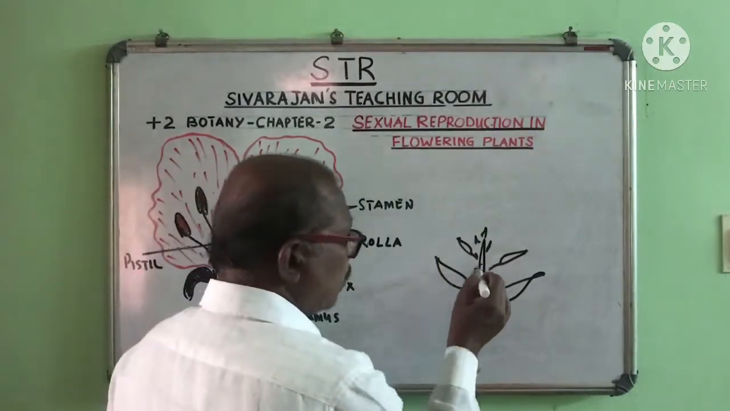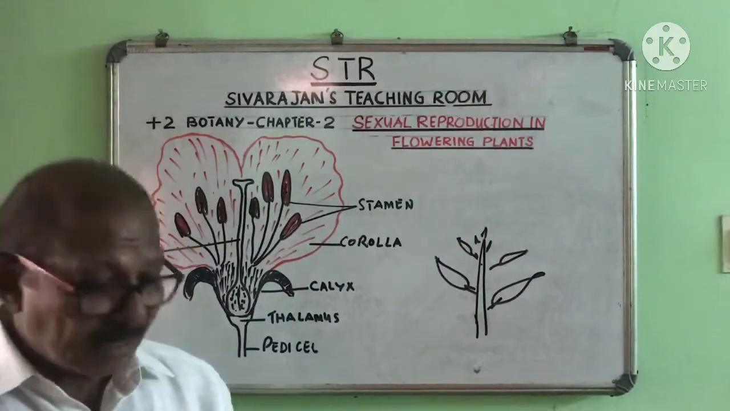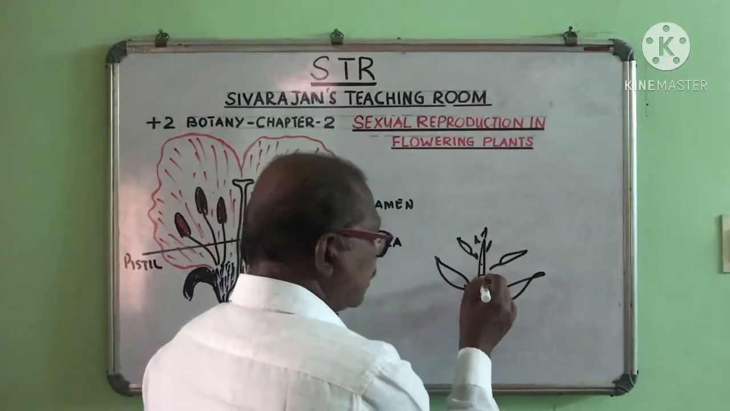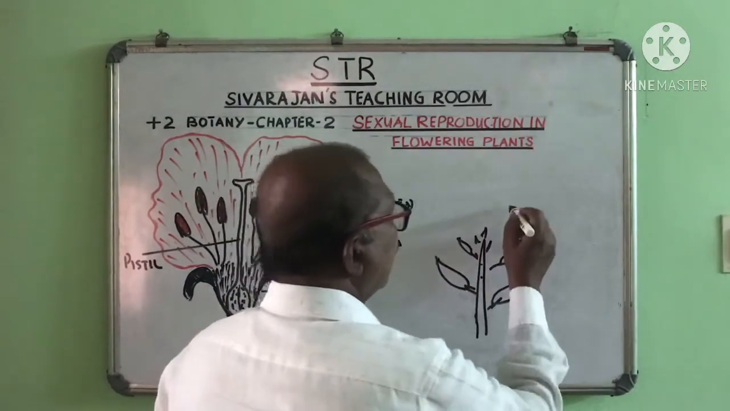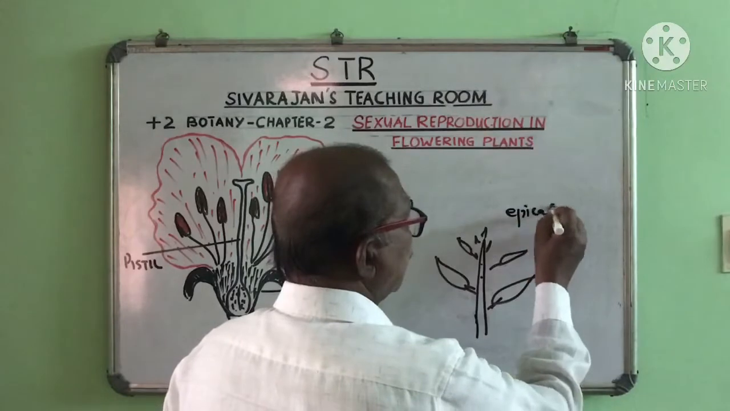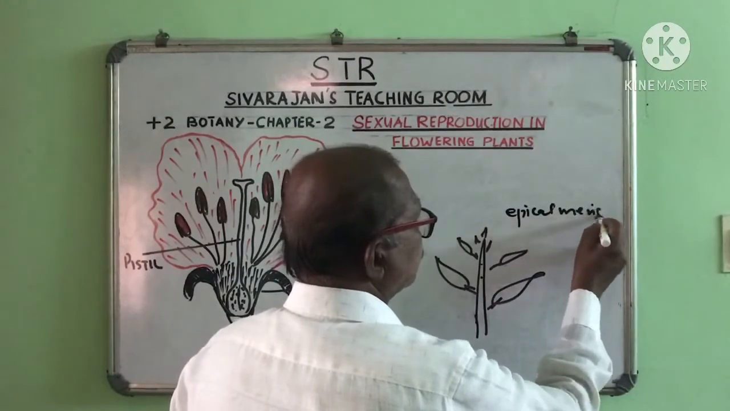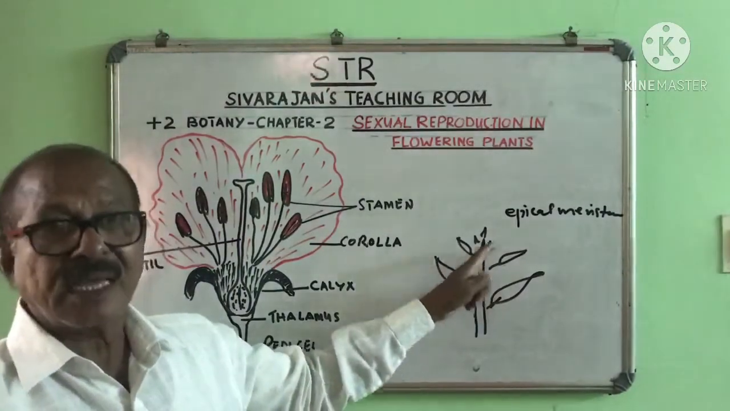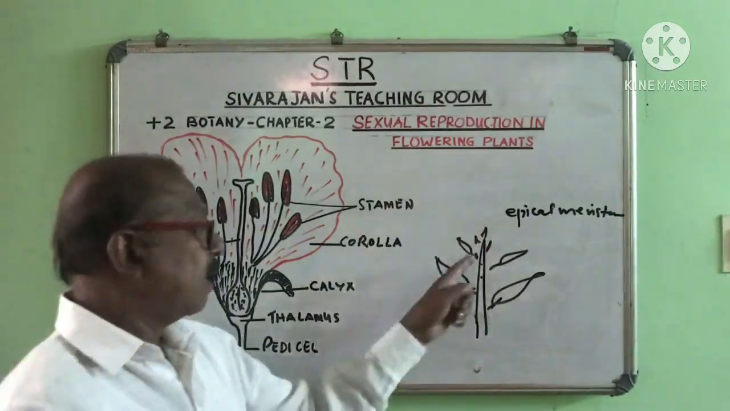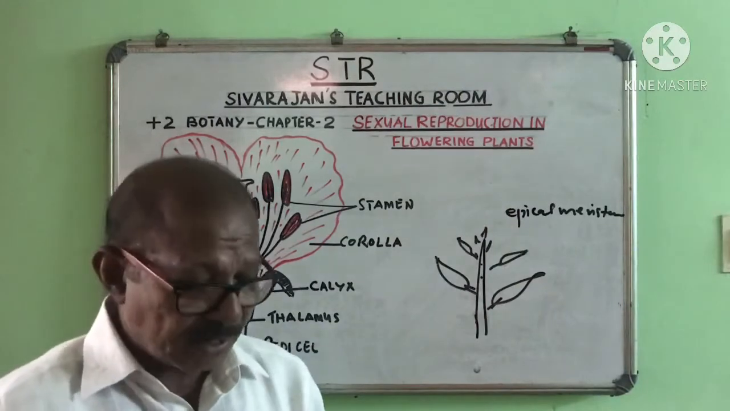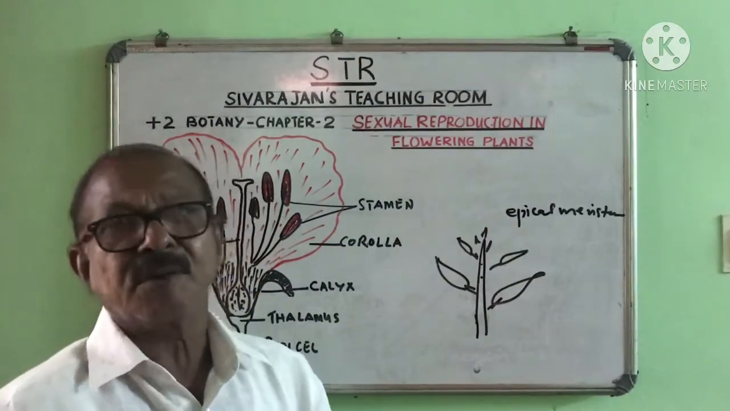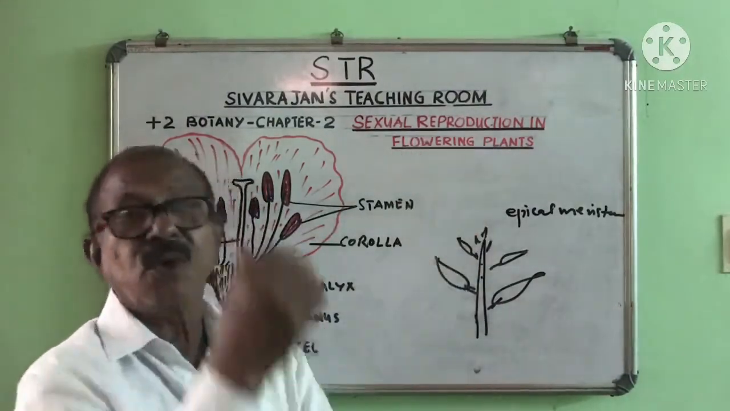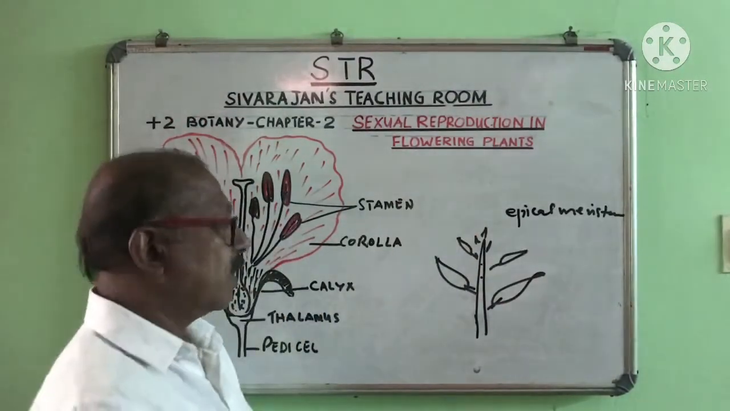And here in this growing part, there is a special type of tissue called the meristematic tissue. So we can say the tip of this shoot contains the apical meristem. Apical meristem means the meristem seen at the apex, or the apex means at the tip. The cells in the apical meristem continuously divide and new cells are produced, and the shoot or the branch continues to grow. Now what happens?